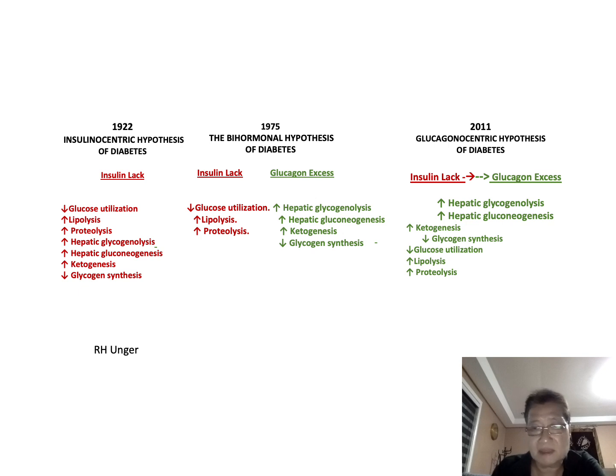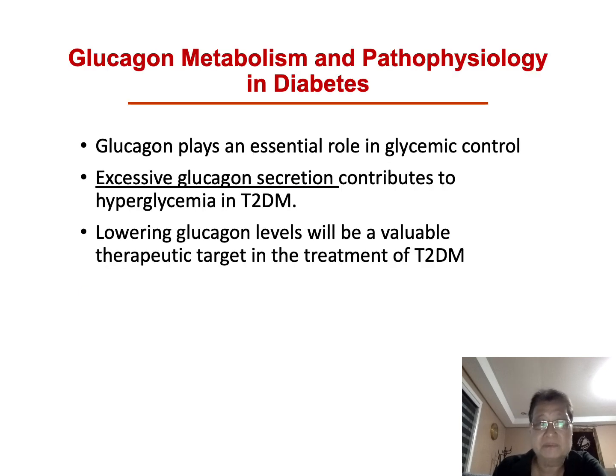Animal studies inhibiting glucagon did not lead to catabolic symptoms or syndrome and ketogenesis despite the total lack of insulin. So, from bihormonal, it became a gluconocentric view hypothesis of diabetes. Again, that is just a review. Okay.